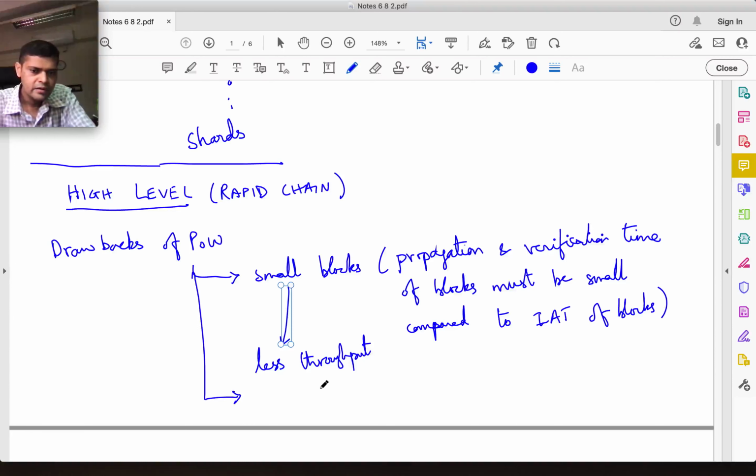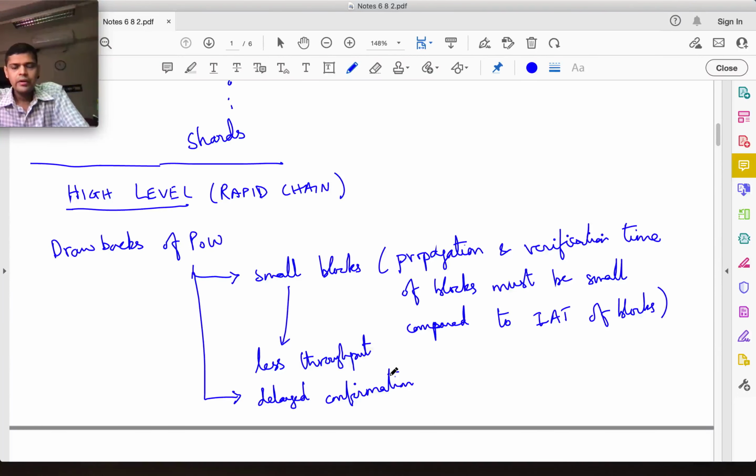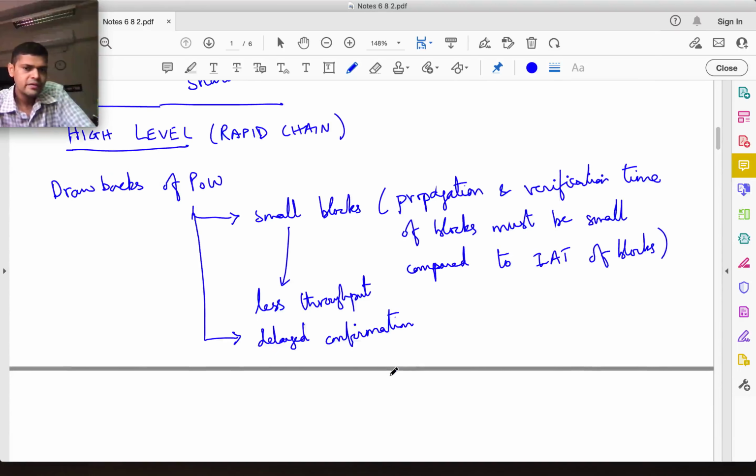Also, we have delayed confirmation. Right, and when you have a delayed confirmation, it affects the performance you're giving the application. I mean, a user may want quick confirmation, right? So these are some issues that we have with proof of work. But with something like PBFT, we don't have this issue.